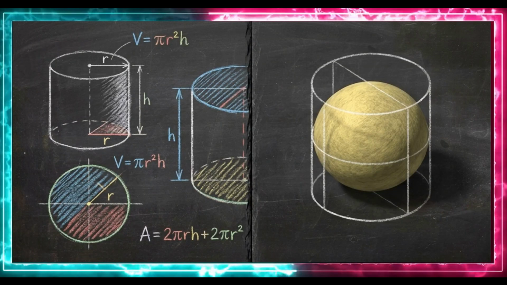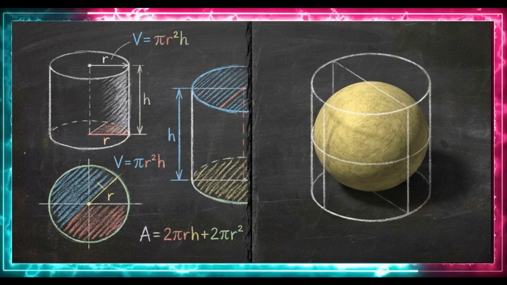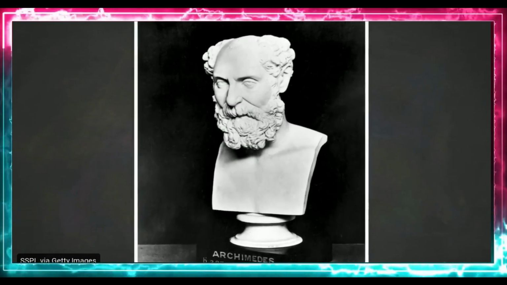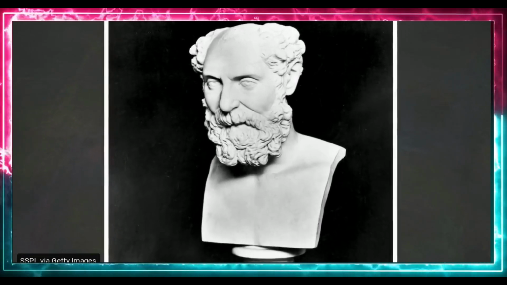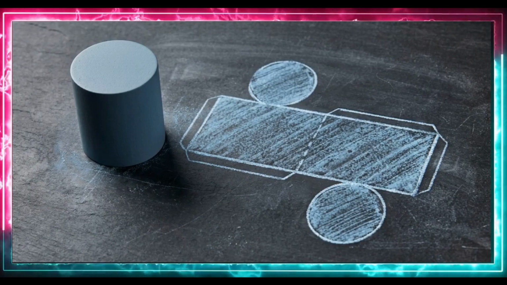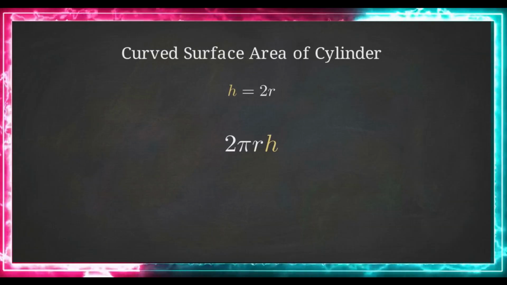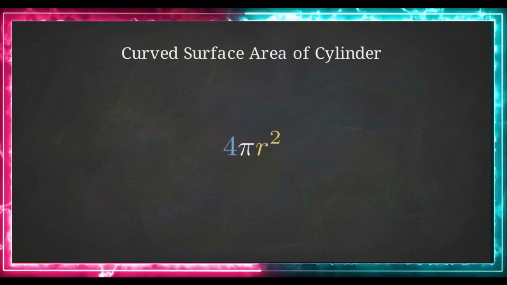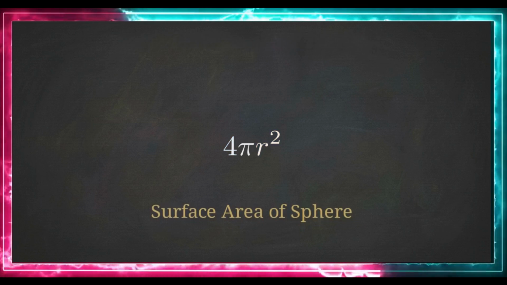Establishing this constrained relationship allows us to define the sphere's properties using the geometric logic we've already established for the cylinder. Archimedes' first major discovery was that the total surface area of a sphere is exactly equal to the curved surface area of this bounding cylinder. We recall our cylinder formula, 2πrh. By substituting the cylinder's height with the sphere's diameter, 2r, the relationship becomes clear. 2πr times 2r results in 4πr², the formula for the surface area of a sphere.